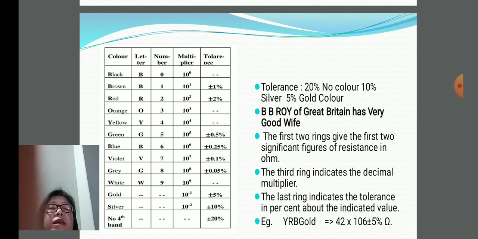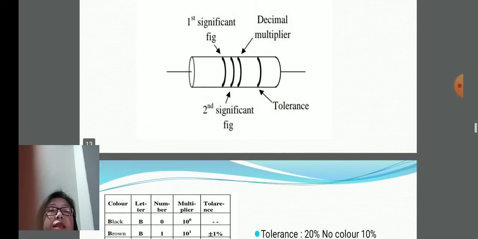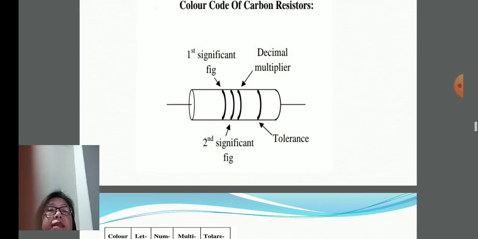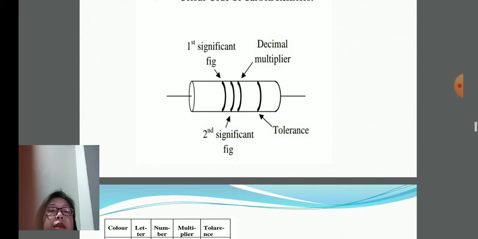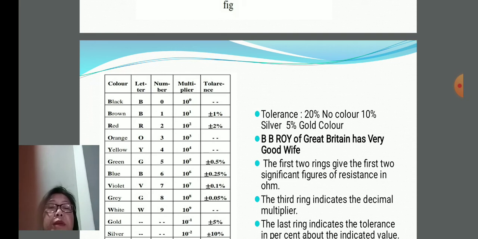And the third is B here. B stands for blue. Third band here, what does it say? It says that it is the decimal multiplier. So the decimal multiplier, third is blue. Blue, what is the decimal multiplier? From there you will find that the decimal multiplier is 10 to the power 6.